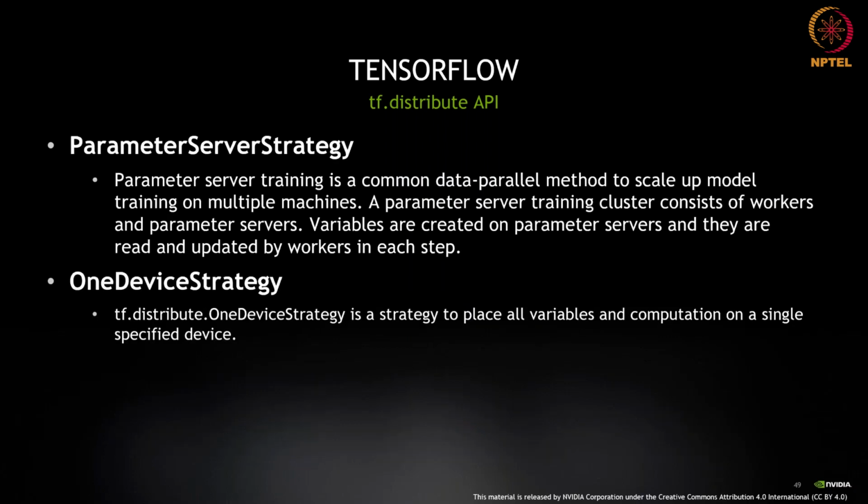Parameter server strategy we had covered to a certain extent last time, and it is a common data parallel method to scale up. It helps because the workers are not talking to each other; they fundamentally talk to a parameter server, and it consists of multiple workers. So the variables are created on the parameter servers and they are read and updated by the workers in each and every step. Another one is one device strategy, where you can define which particular single device you would like to put all the variables on.